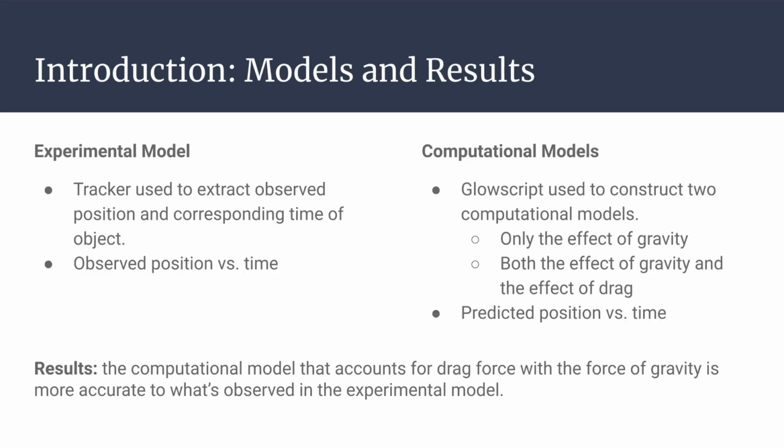In the results, there will be three different models plotted on the same graph, one experimental and the other two computational. With the experimental model, I used Tracker to analyze the recorded video of the folded piece of paper falling to extract the paper's position and corresponding time, allowing me to plot the observed position versus time. With the computational models, I used GlowScript to construct both of them, one that includes only the effect of gravity and the other that includes both the effect of gravity and drag. In the results, the computational model that accounts for both drag and gravity is more accurate to what's observed in the experimental model than the computational model that only accounts for the force of gravity.